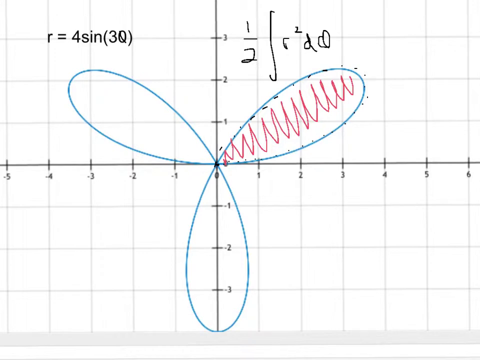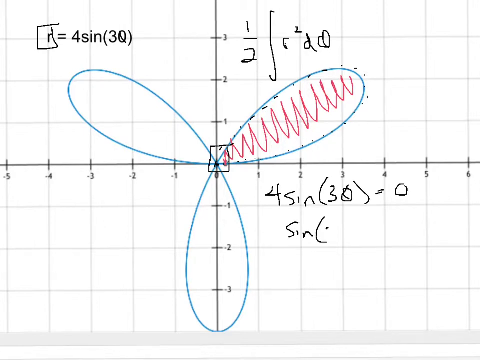Now, if you remember, r represents the distance away from the origin. Well, the point of interest here is the origin, so I need to know when r is 0. So I'm going to take my r equation, 4 sine of 3 theta, and set that equal to 0. Divide both sides by 4: sine of 3 theta equals 0. Well, you have to think back a little bit to Calc 1 to figure out when the sine of 3 theta is 0.